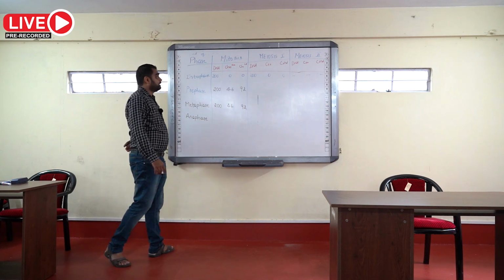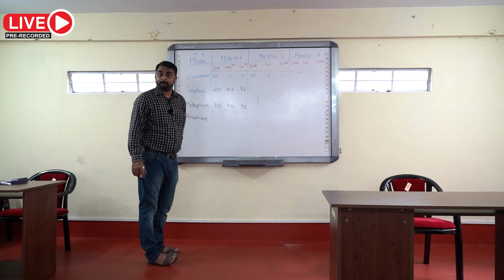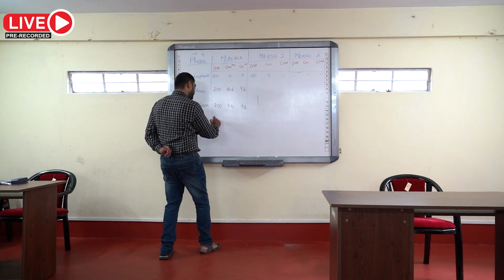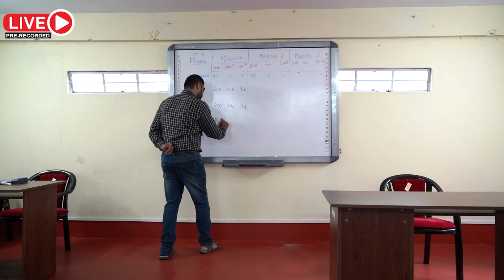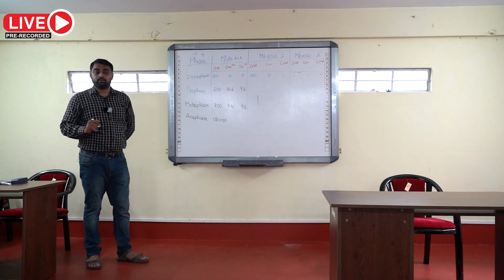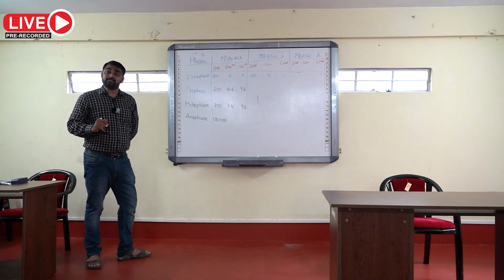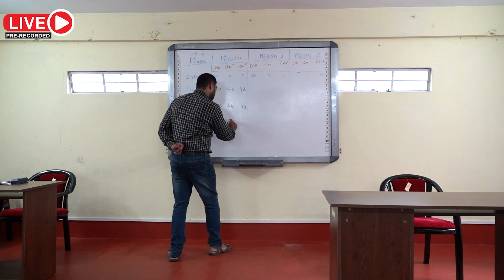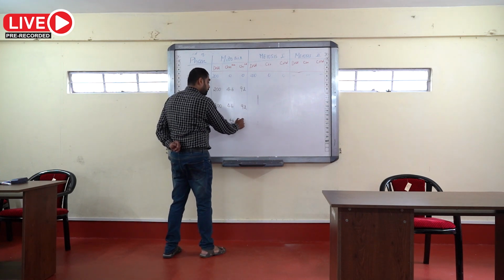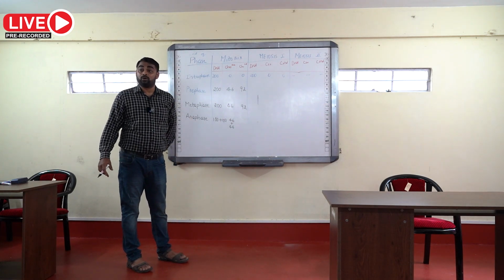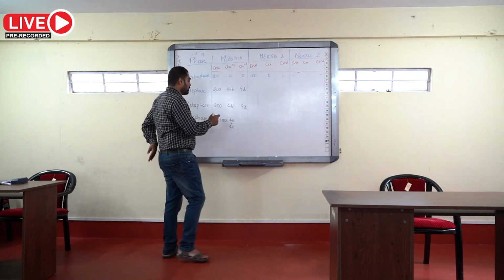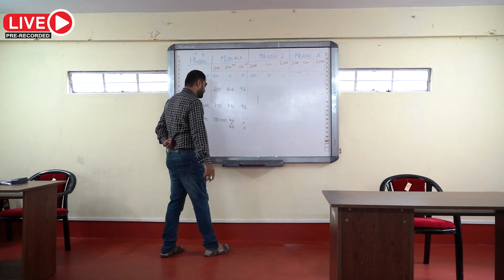Anaphase. DNA, 100 plus 100. Chromosomes, 46 plus 46. Chromatids, 0. So you separated the chromatids. They became chromosomes. Now you don't find chromatids.